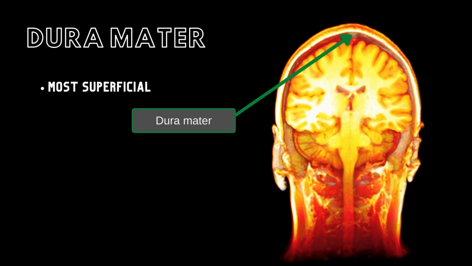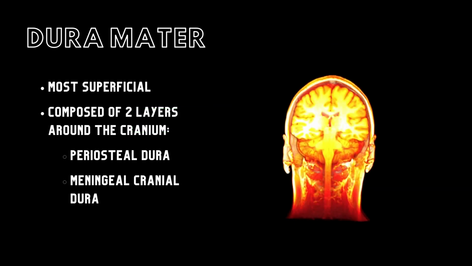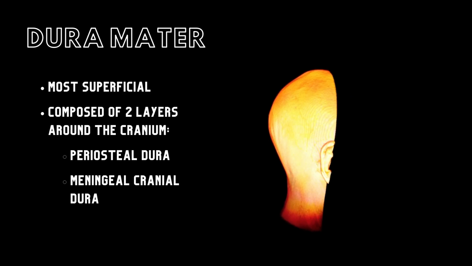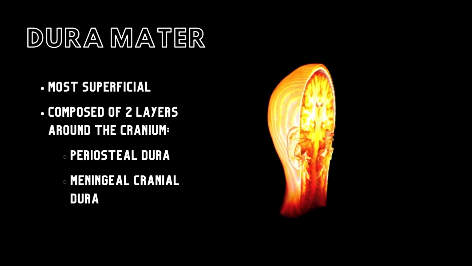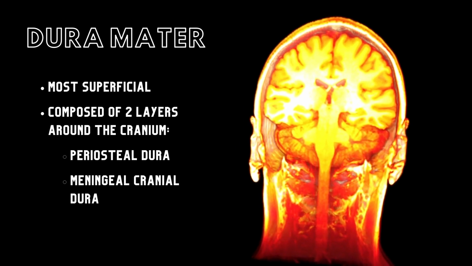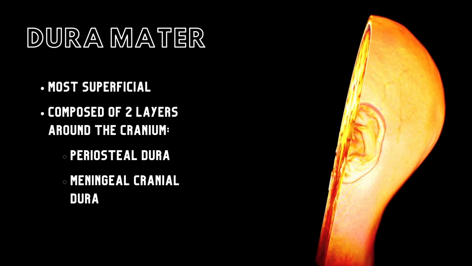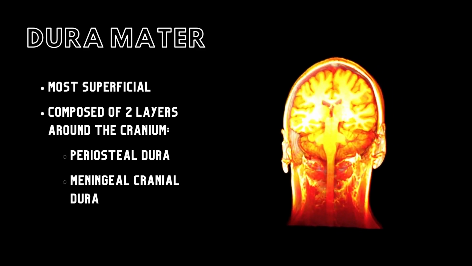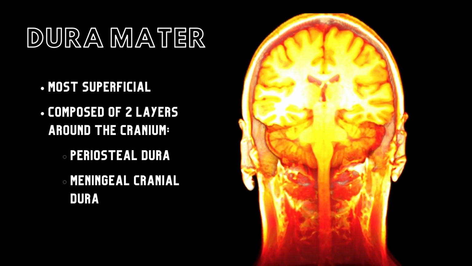The cranial dura mater has 2 layers and is composed of a fibrous connective tissue. The outer layer is the periosteal dura and is fused with the periosteum, lining the cranium. This outer layer only surrounds the brain and does not extend to the spinal cord past the foramen magnum. The inner layer is termed the meningeal cranial dura.